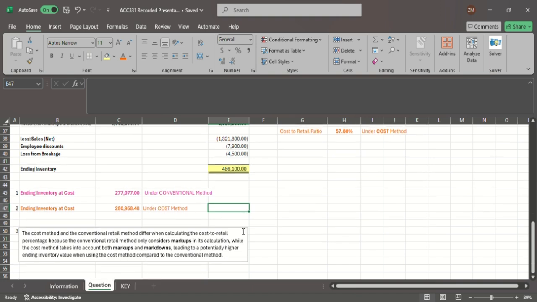And for the third question, the cost to retail method and the conventional retail method differ when calculating the cost to retail percentage because the conventional retail method only considers markups in its calculation, while the cost method takes into account both markups and markdowns, leading to a potentially higher ending inventory value when using the cost method compared to the conventional method.